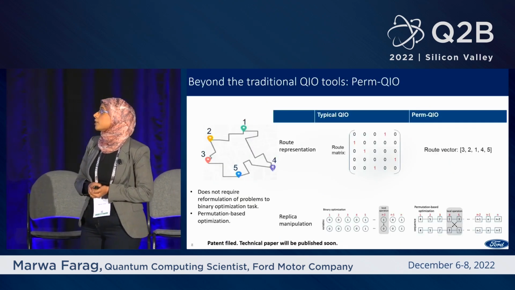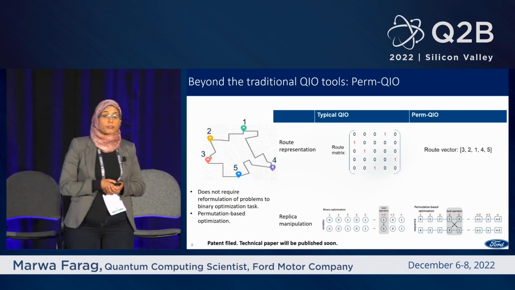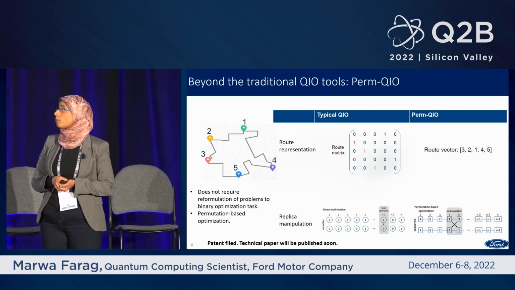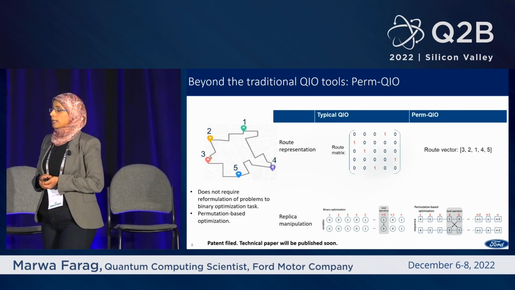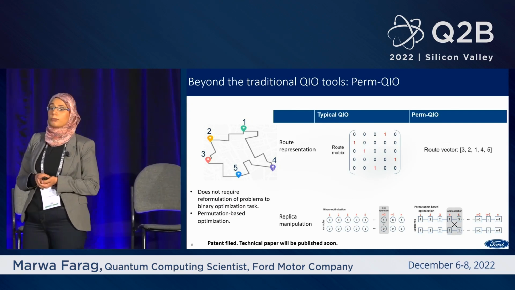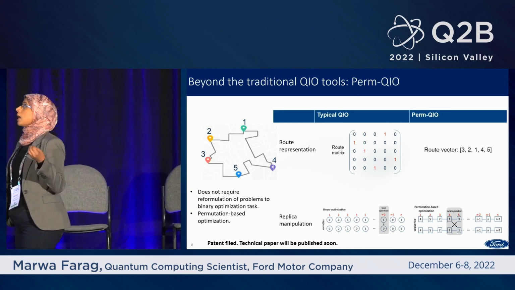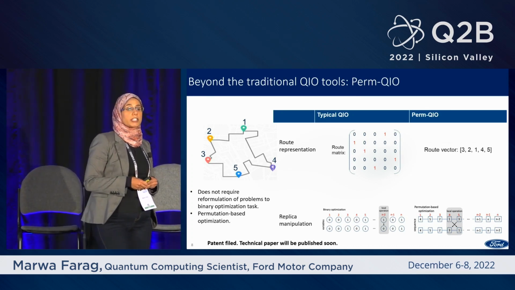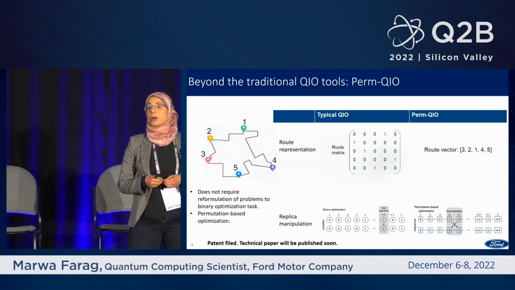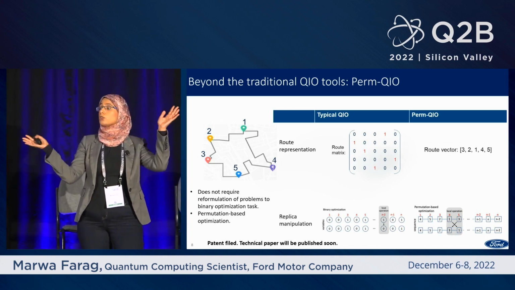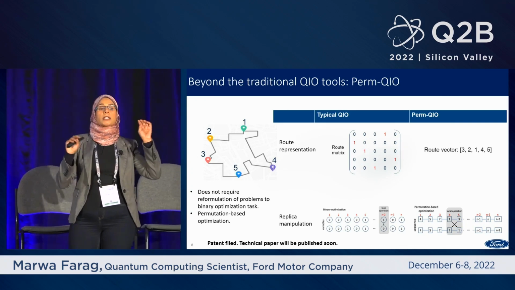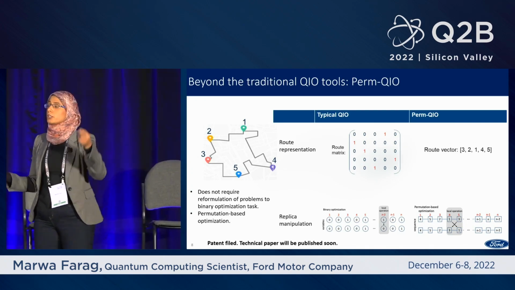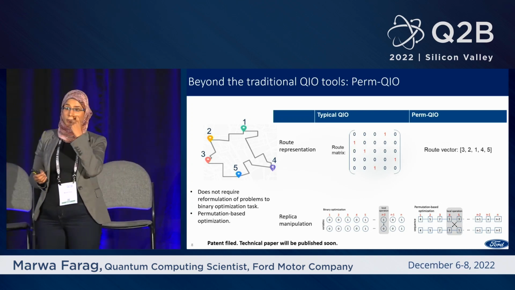So recently at Ford, we have developed internally a method to solve a permutation-based optimization problem, to overcome the limitation and complexity that exist in the traditional QIO method. A typical example of the permutation-based optimization is the traveling salesman problem. When you have a route and you want to visit every point once, and you also want to find the shortest path. The constraint in your problem here is the distance between two points.